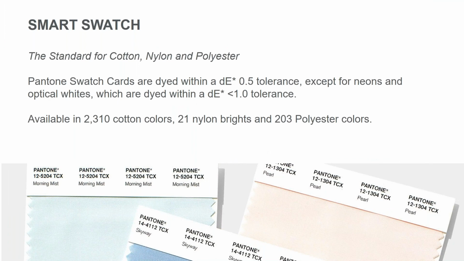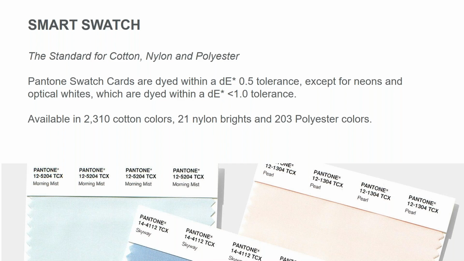Okay, communication. This is where we get from node to node in that whole process. So the Smart Swatch is the real link that we have between visual evaluation, visual comparison, and hard digital data, which is going to remain true no matter where you send it. And so we're very careful in how we produce these smart swatches. They're within a delta E star of 0.5 for cotton. The neons and optical whites are at 1.0. This is very tight. This is not a delta E CMC. This is actually a delta E star, which is much tighter.